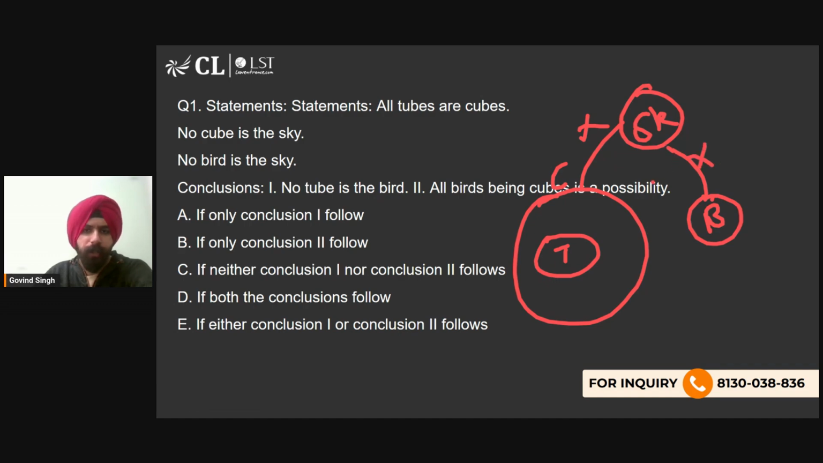All right, let's check out the conclusions. No tube is the bird. Yes, that would be true. If no cube is the bird, then no tube is also the bird. Okay, this is something which we cannot determine.